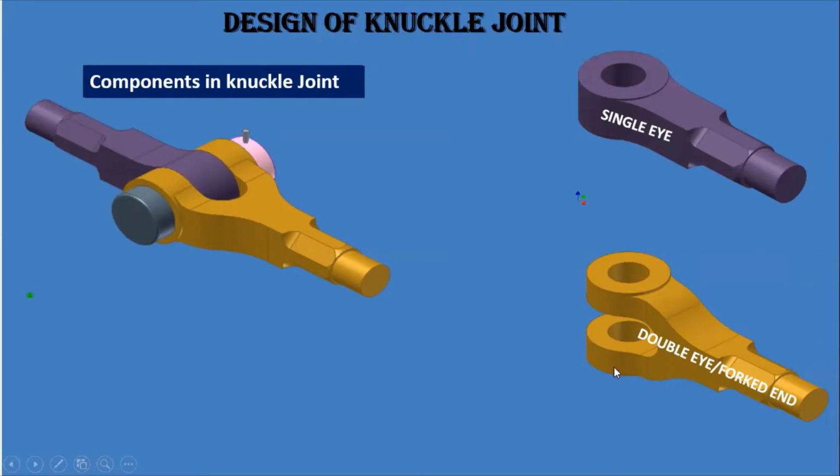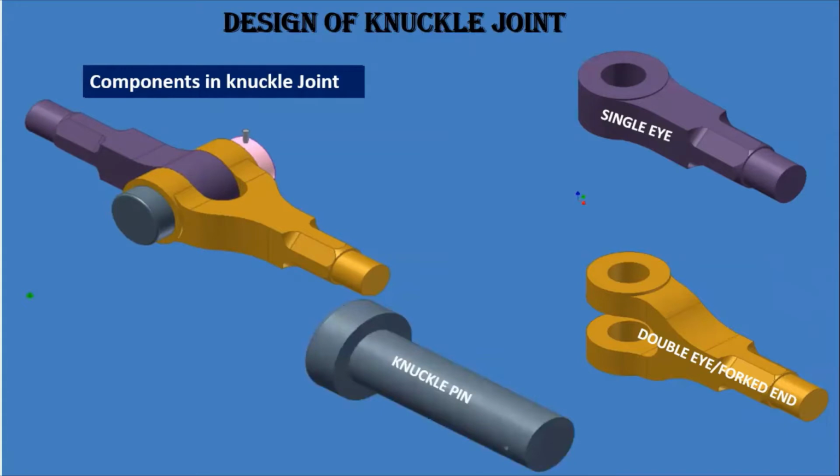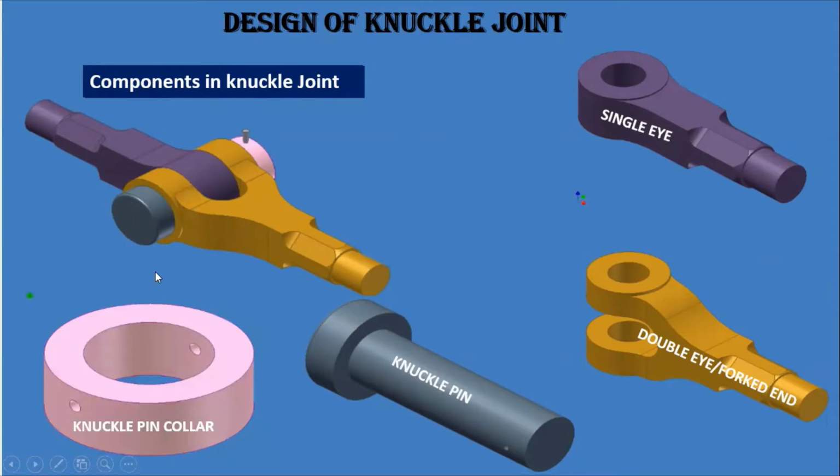The third part we observe is the knuckle pin. This knuckle pin passes through the hole of the single eye and the double eye, and it is properly secured with the help of this collar, as we can see here. For that we also need a split pin. These are the few parts of the knuckle joint.